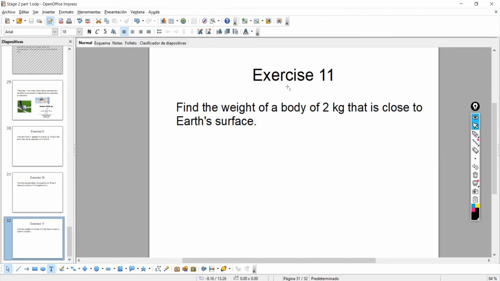And finally, exercise 11 is about this. Find the weight of a body of 2 kilograms that is close to Earth's surface. So this seems like an unsolvable problem, right? It seems like we don't have enough information to solve the problem. Okay, let's see. Let's remember first of all, what is the weight of a body?